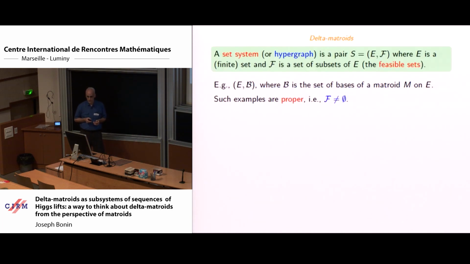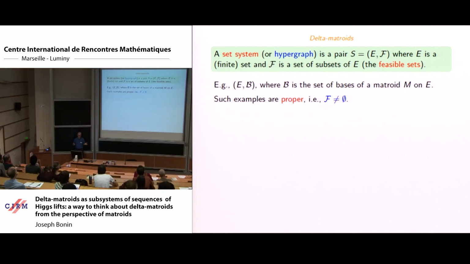Fortunately, we already had a nice introduction to delta-matroids, so I can go a little bit quickly over parts of the background, but I'm going to emphasize certain pieces that we're really going to need. We're going to work inside the context of set systems or hypergraphs. A set system or hypergraph is a pair consisting of a set together with a collection of subsets. We always call those subsets feasible sets.